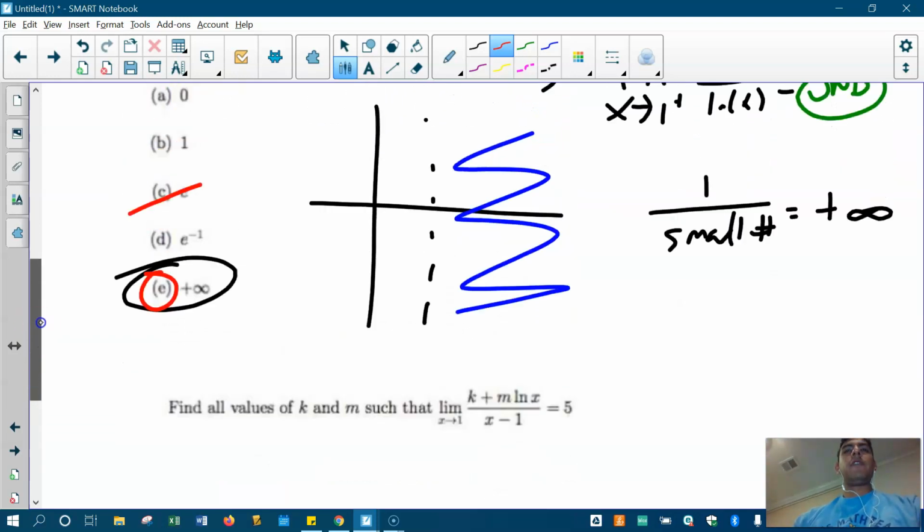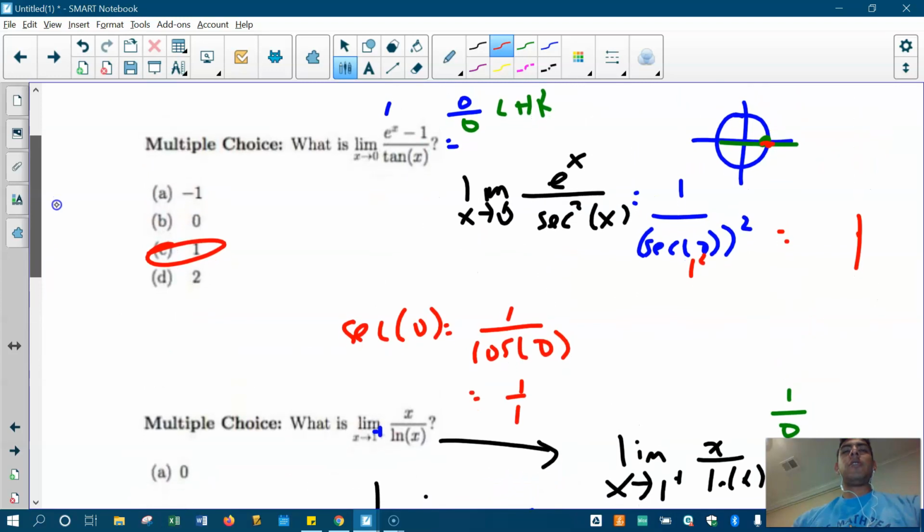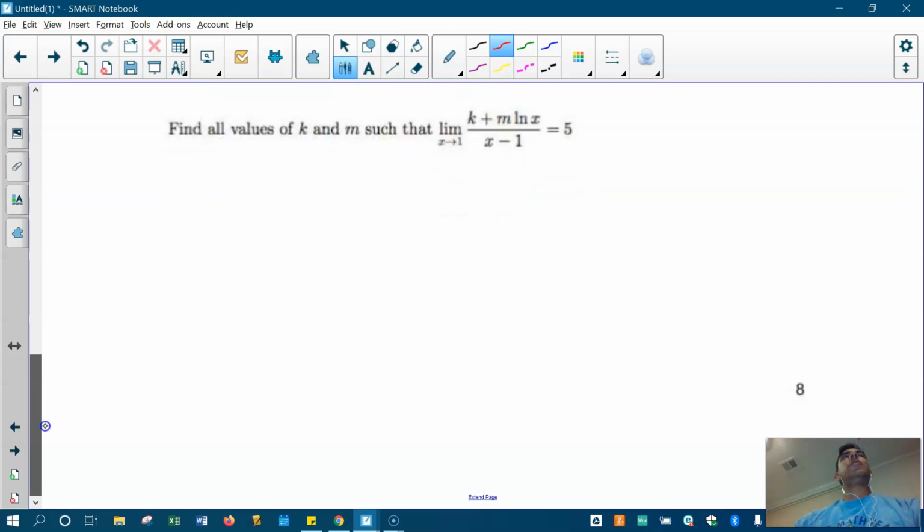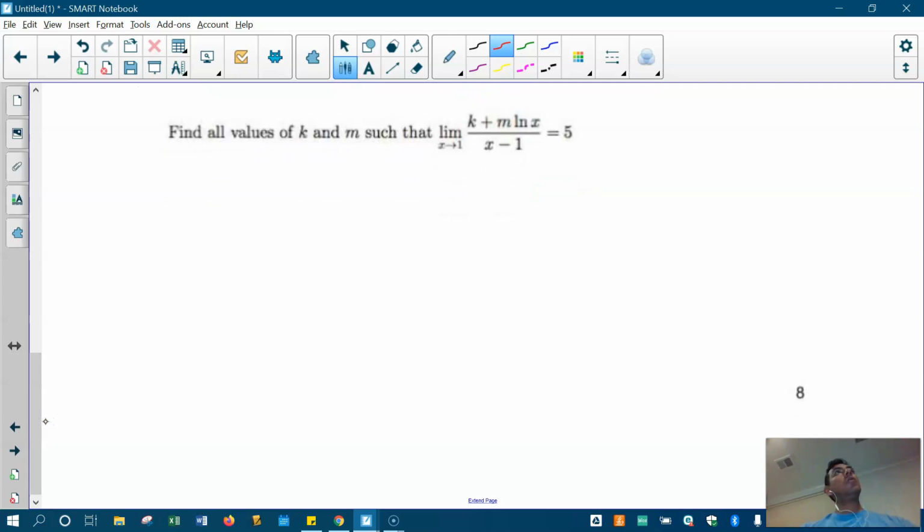Okay. Find all values k. Now, I actually didn't show you an example where you would use the second derivative one. You do that. Okay, I'll do that. I'll do it. I will do it. Okay. Let's go ahead and do when x approaches 1 of k.